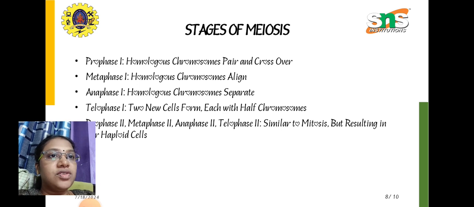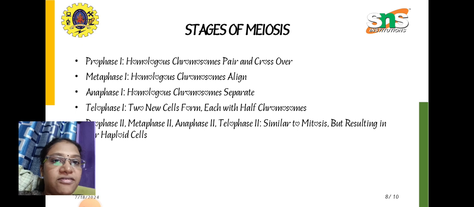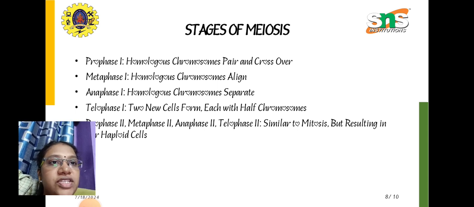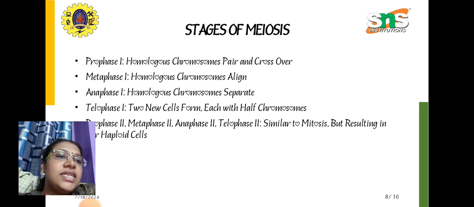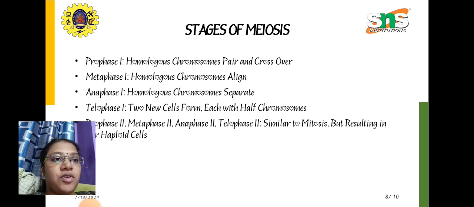There are also a few stages of meiosis: prophase 1, metaphase 1, anaphase 1, telophase 1, and prophase 2, similarly up to telophase 2, resulting in four haploid daughter cells. What happens in each phase is that first the homologous chromosomes pair and cross over, then they are aligned at one point, then they get separated and form two new cells, each with half the chromosomes. In phase 2 it is the same process as mitosis, but it results in, as I told, four haploid cells.